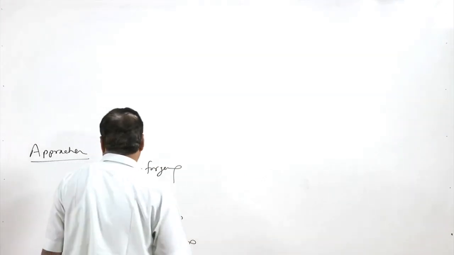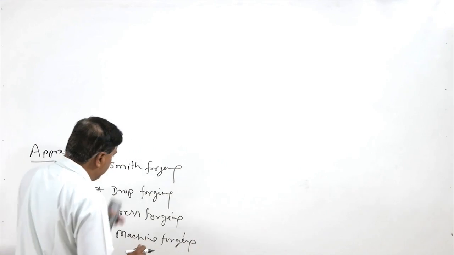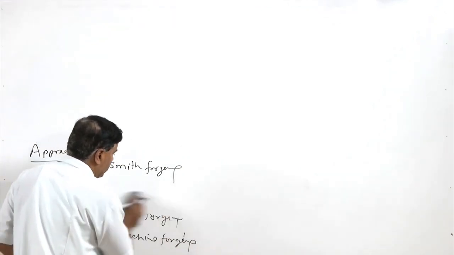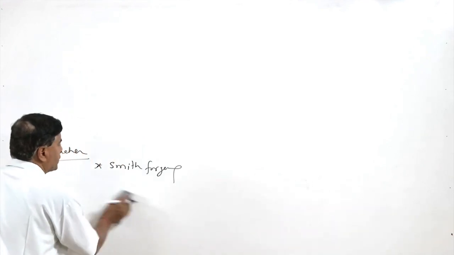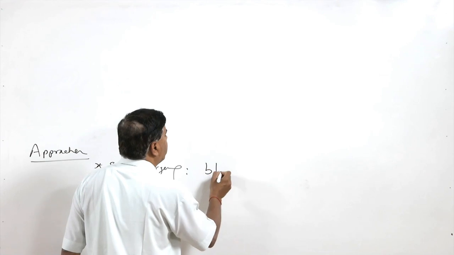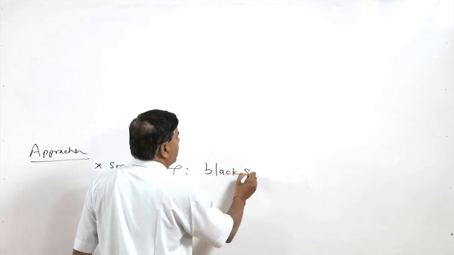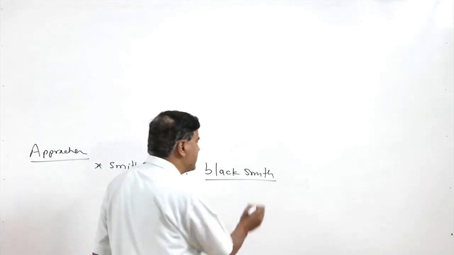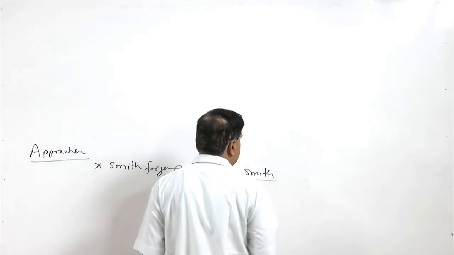So, Smith forging, I will talk one by one about all these types of the forging processes. Smith forging is basically like the blacksmith, which in villages earlier, this is the traditional method.